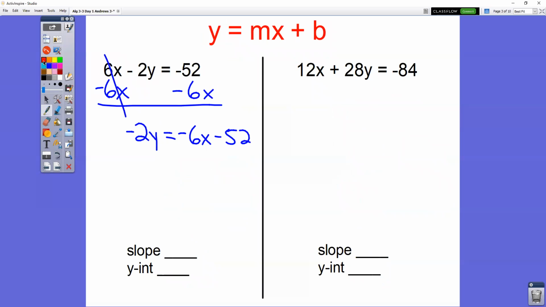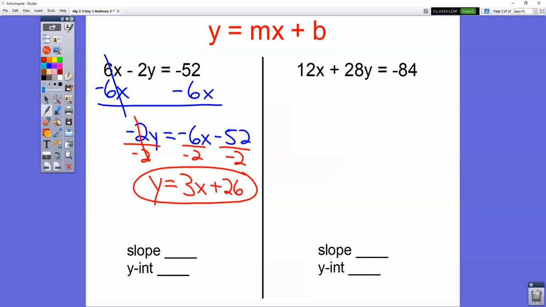Now I want to try and get that y all by itself. So divide by negative 2, divide by negative 2, divide by negative 2. So those negative 2's cancel out. So I get my y equals all by itself. Be careful here. Negative 6 divided by negative 2 is a positive 3x. Right? If you can divide them, you divide them. Negative 52 divided by negative 2 is a positive 26, or plus 26.